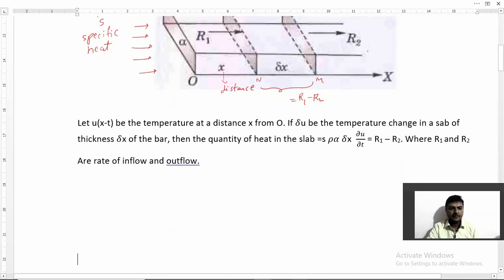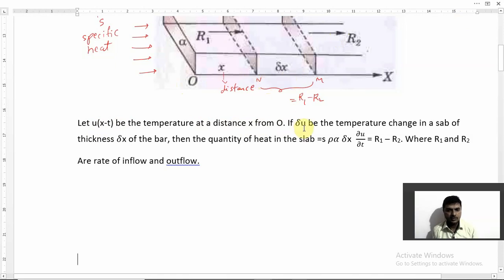Then here the main part of the derivation starts. I say let u(x, t) be the temperature at a distance x. When it starts from 0, here I am going to take the initial temperature. This is the initial condition, u(x, 0). So here it starts. Okay, if delta u is the temperature change in the slab.